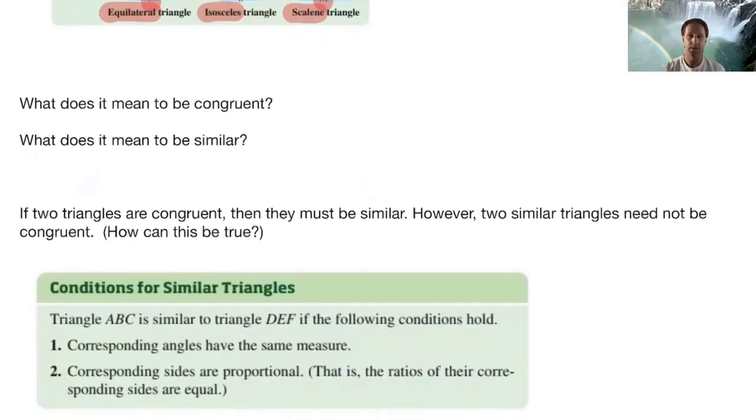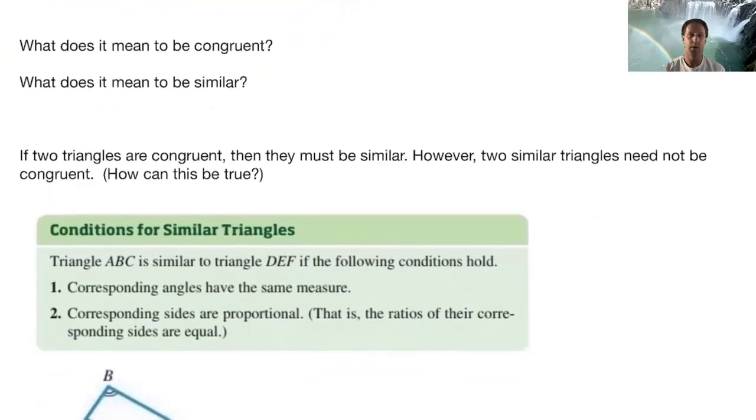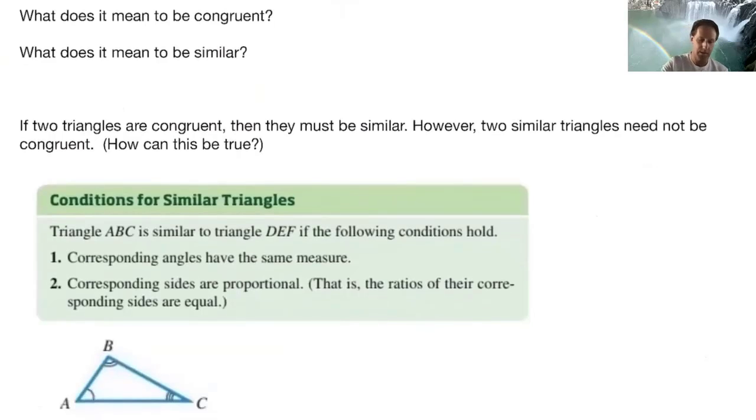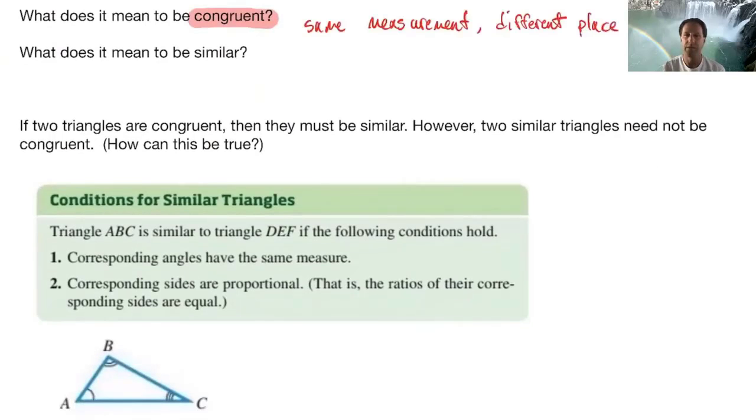So last few things here. I mentioned before, what does it mean to be congruent? Congruent to us means that they have the same measurement, which is the key there, but they can be in a different place. And then something new, we're going to talk about what does it mean to be similar? Now, again, we're talking about triangles here now, not just angles. So if I was to say that two triangles are congruent, what do you think that would mean? Well, that they're the exact same angle measurements and side lengths, but they could be rotated, put in different places.